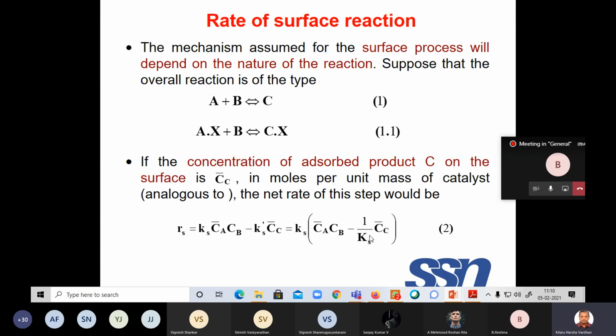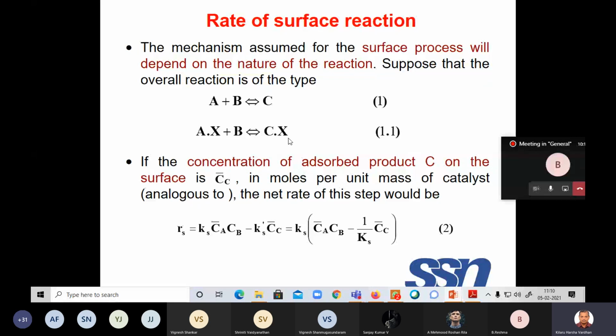If there is a surface reaction controlling, the third one, then A plus B is giving you C. Either A can sit on the active site and interact with B to give you C dot X, or A is interacting with B which is on the active site, then also you can get like this, or A is sitting on an active site and B is also sitting on an active site to give you C dot X.